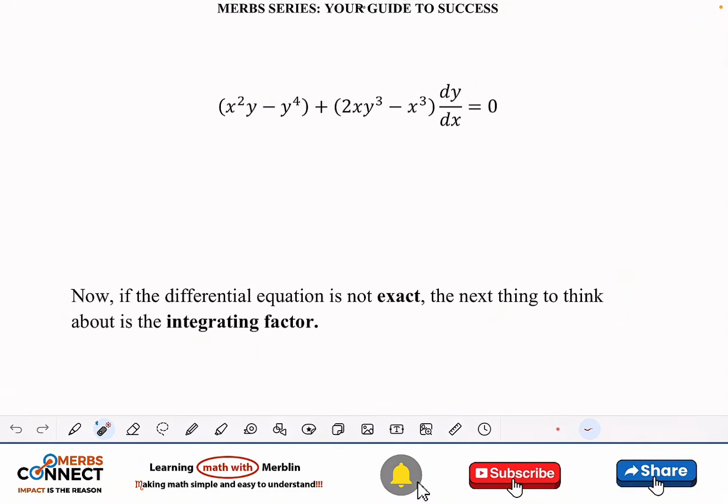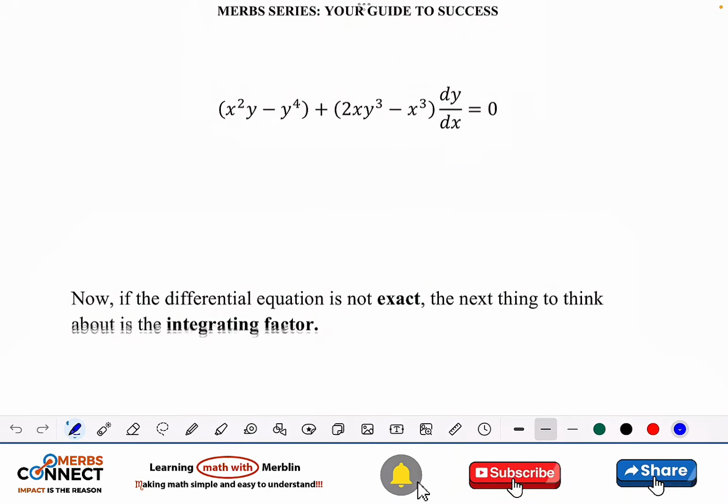You remember we talked about integrating factor when we started linear differential equations, right? So if the equation is not exact, then we can find an integrating factor that will make sure that now the equation becomes what? Exact. So that's what we just need to look at. So the example here, let's look at this one here.